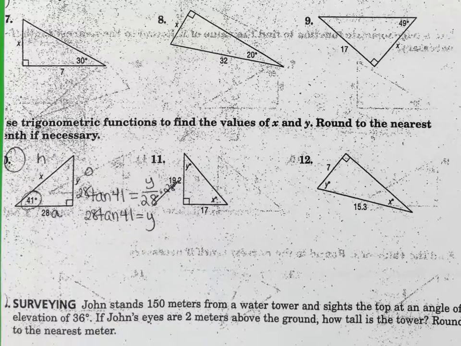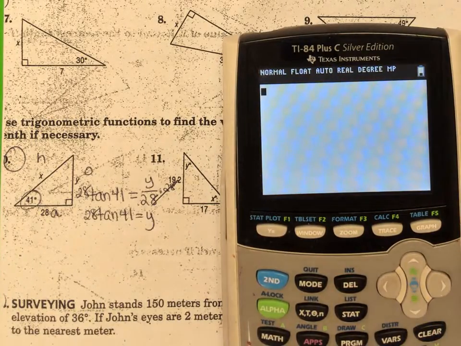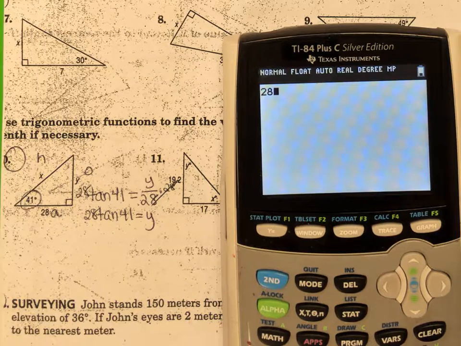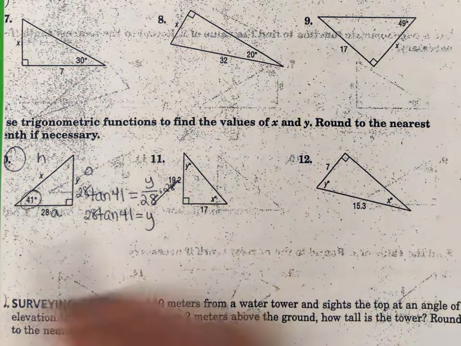All right guys, what mode does your calculator have to be in? Degree mode, okay? Make sure that when you get your test, that's the first thing you check, especially if you're not using your own calculator. All right, so you type it in, 28 tangent of 41, 24.340.